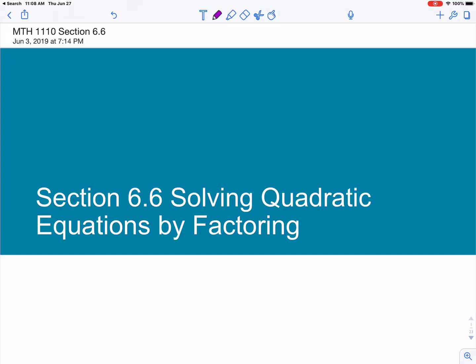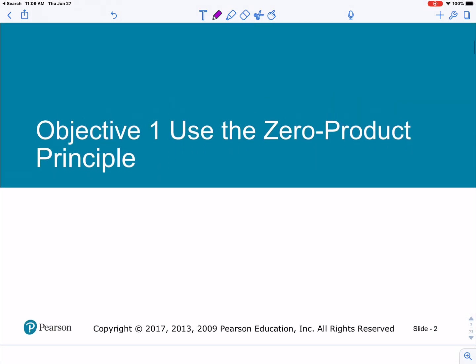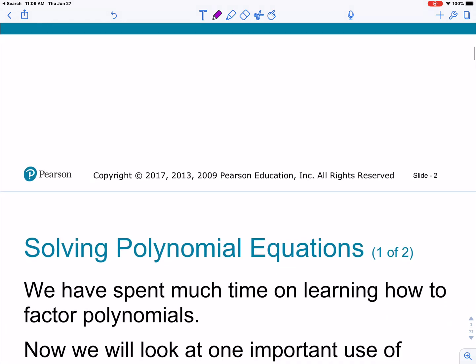Okay, so this is the last section in chapter 6, section 6.6, solving quadratic equations by factoring. What we'll be doing is looking for the answer that x equals with these particular problems. So we're going to use what's called the zero product principle.